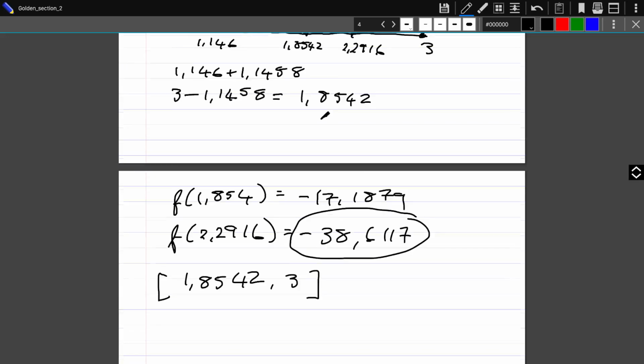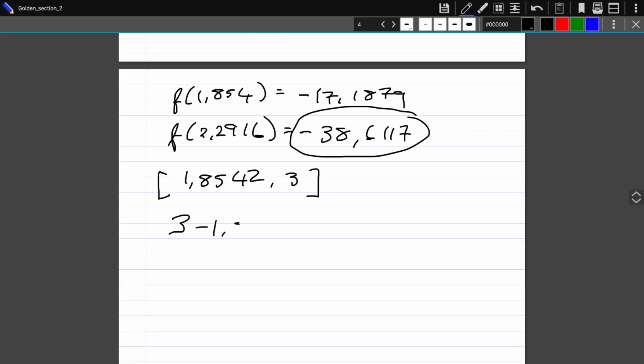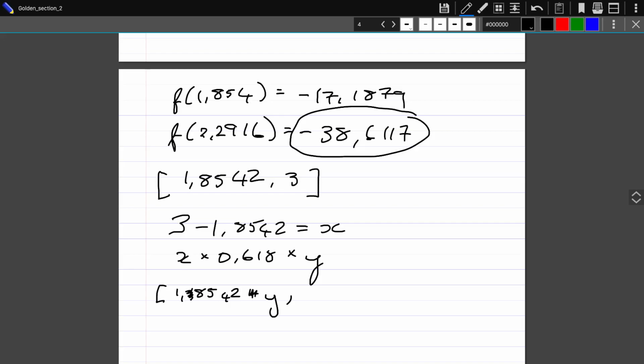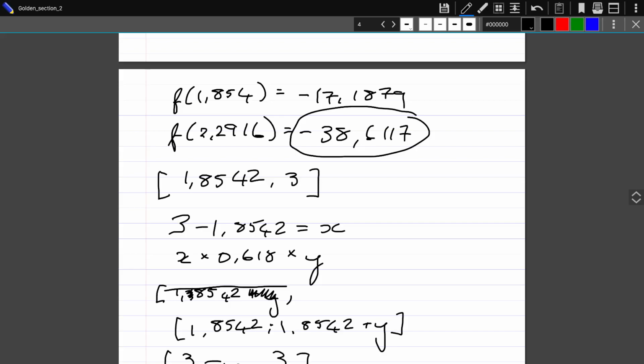We can just keep on repeating this procedure until we have performed the number of iterations required or reached the interval size we want. So once again, we simply take the length of this interval, you multiply that length by 0.618, let's just call this y for now, and then your two intervals to examine will be 1.8542 and 1.8542 plus y, and the next interval will be 3 minus y and 3, and so we continue.